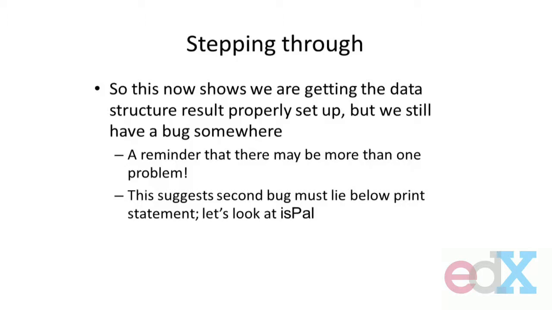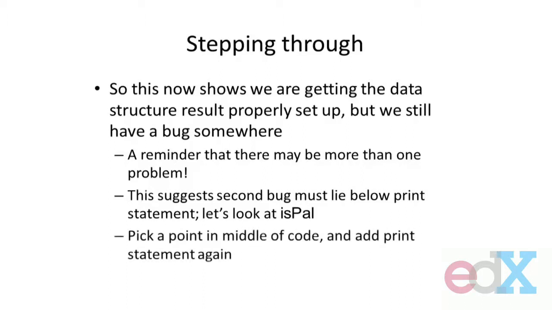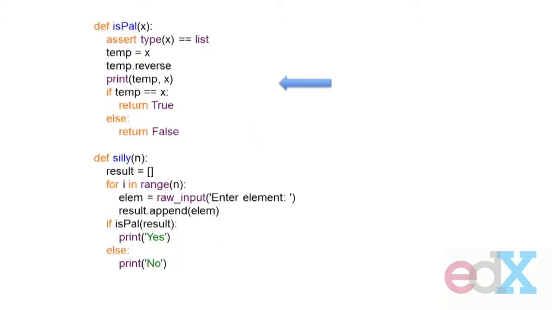Well, it's probably inside of isPal, because once I've set up the list properly, what am I doing? I'm checking isPal on that list. So let's again do the same thing. Let's pick a point in the middle of the code, isPal, and let's add a print statement there. So if I do that, I'm going to go up, and I'm going to remove my print statements from the other portions, and I'm going to pick a point roughly halfway through isPal, right here.